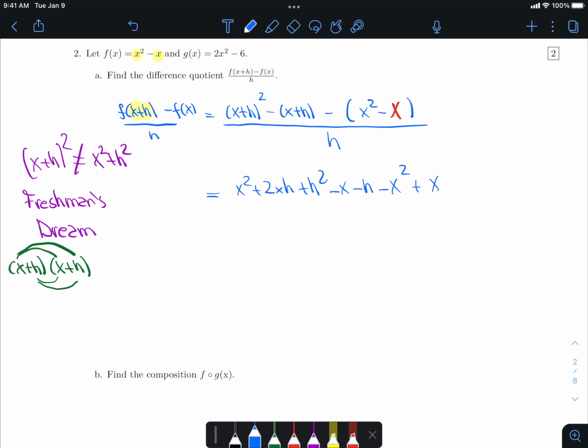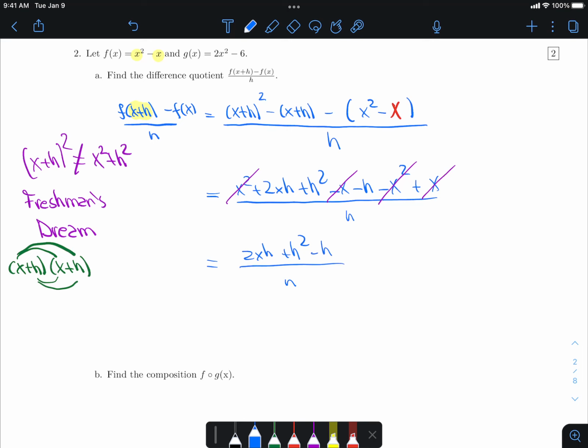So all of that matters. All that divided by h. So cancel everything out that can be canceled out. This x squared with this minus x squared, this minus x with this plus x, and I think that's all I have. So this is 2xh plus h squared minus h over h.